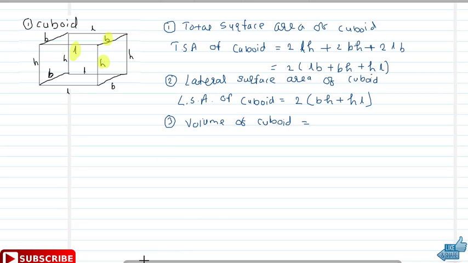We can extend this cuboid in this direction, we can extend this cuboid in this direction, and we can also extend this cuboid in this direction. So these 3 directions decide the size of this cuboid. The size of the cuboid depends on these 3 dimensions, 3 variables. So the volume of a cuboid is simple, that is LBH, L into B into H.